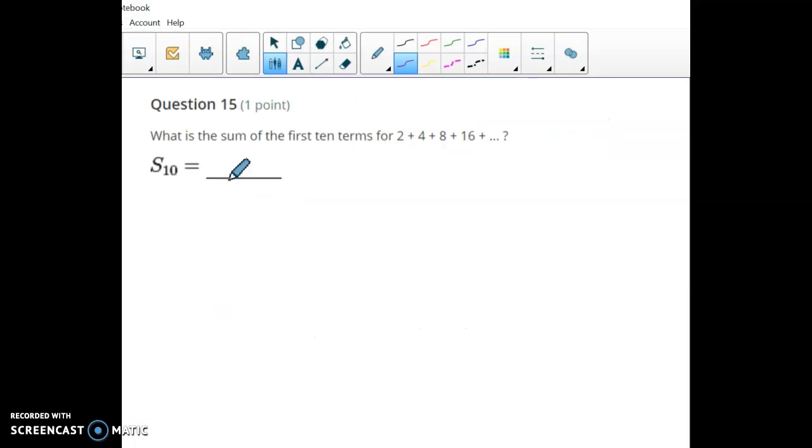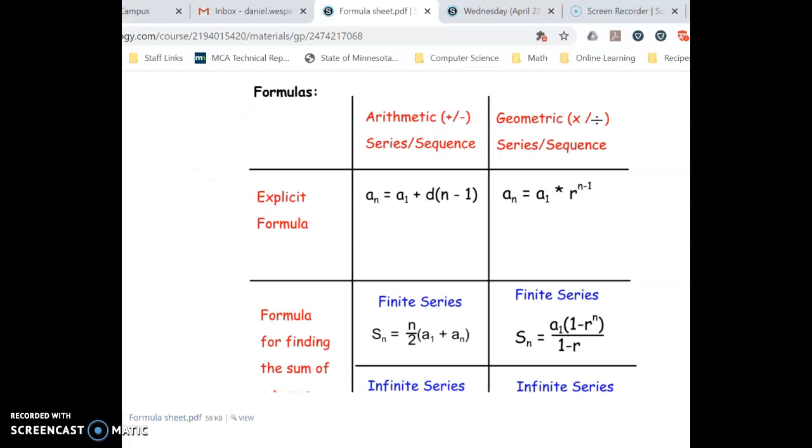All right, so I'm going to go back in here and say, okay, well, looks like what's going on here is you're just multiplying by 2 each time. Right, so that's going to be geometric. Geometric, again, is a multiply or divide pattern. Right, so we're going to need the geometric formula. So we're going to need that one right there.